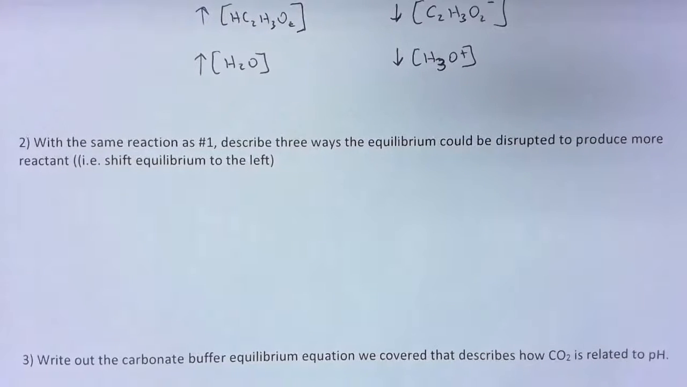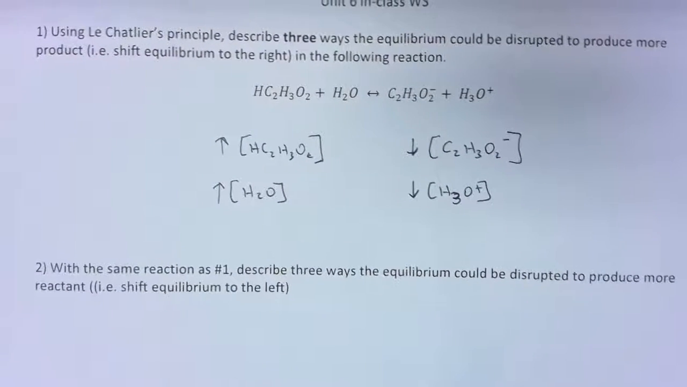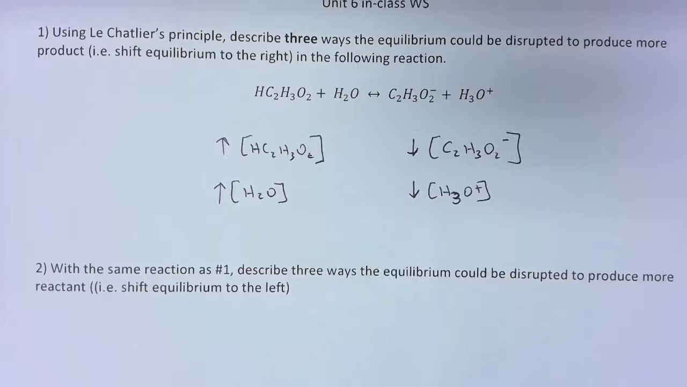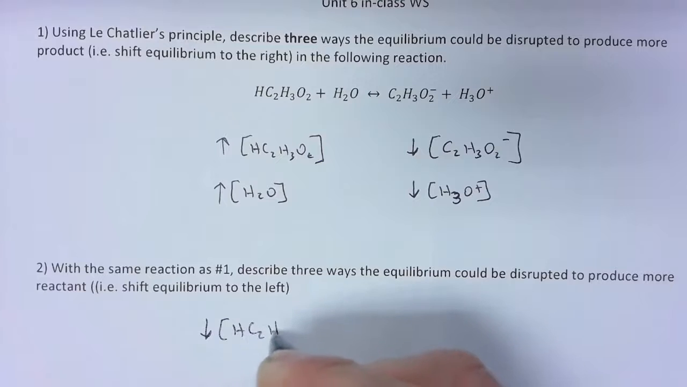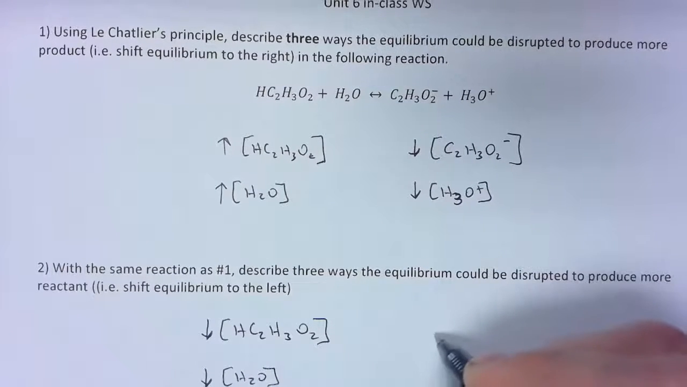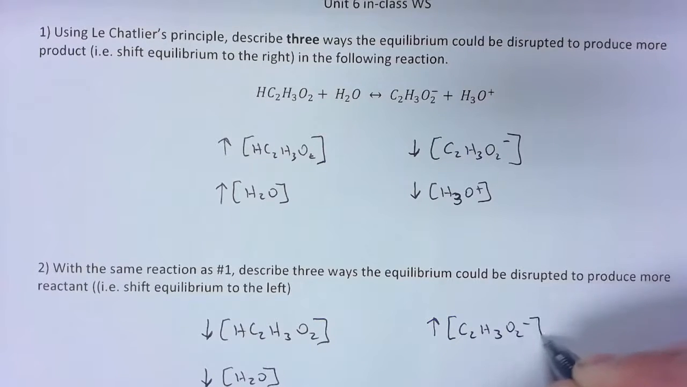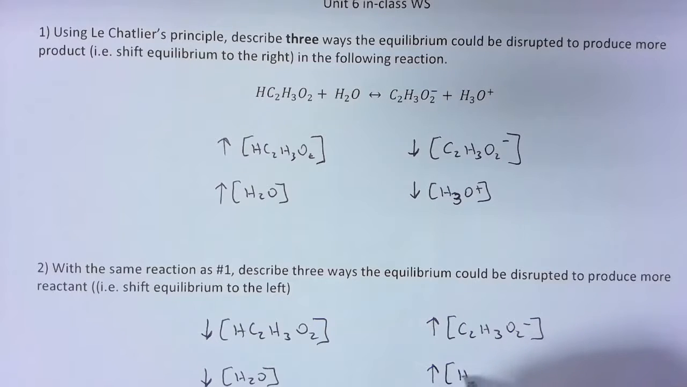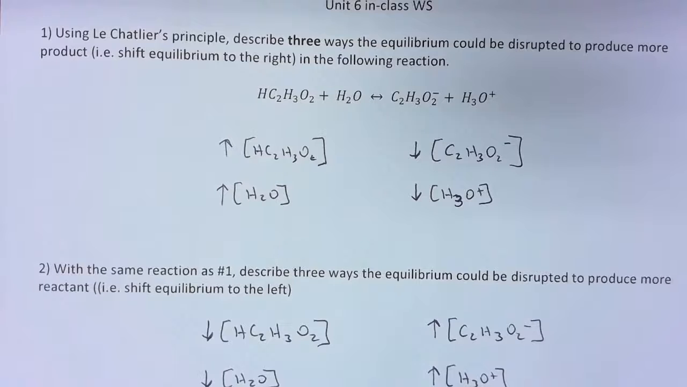Now, number 2 says, with the same reaction, describe 3 ways the equilibrium could be disrupted to produce more reactant. Basically, it's going to be the same as these 4, except the arrows are going to be reversed. So we could remove the reactant, HC2H3O2. We could decrease its concentration. We could remove water. Or we could increase one or both of the products. All of these will have the same effect by shifting the equilibrium to the left. And that will produce more reactant.